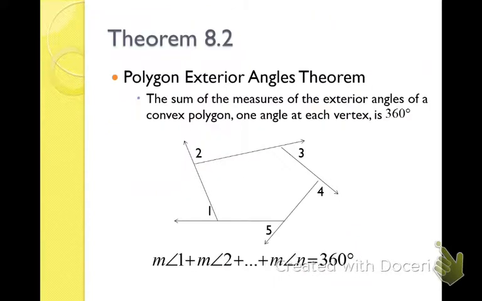So the polygon exterior angle theorem is: the sum of the measures of the exterior angles of a convex polygon, one angle at each vertex, is 360.